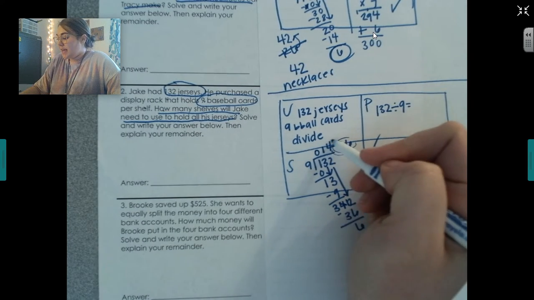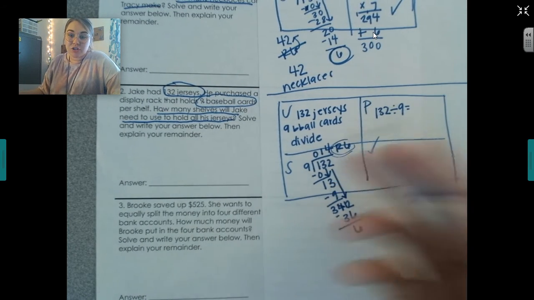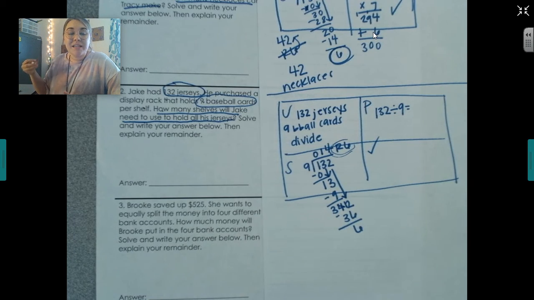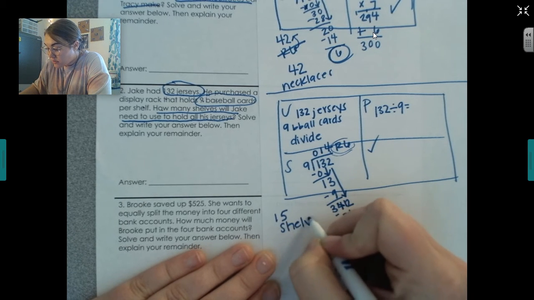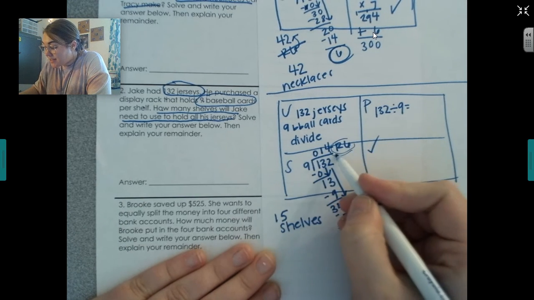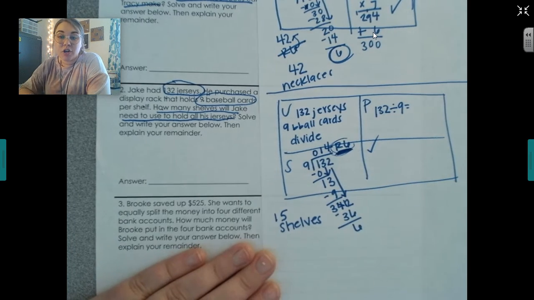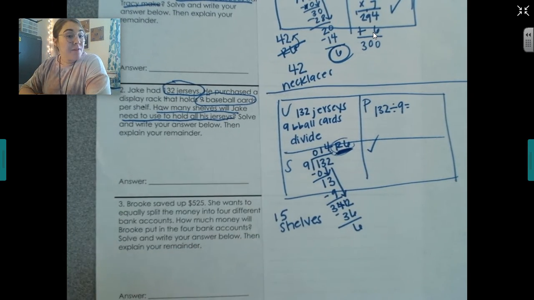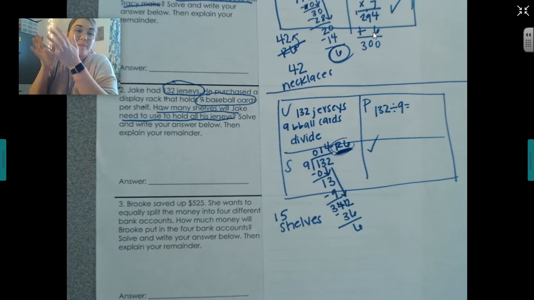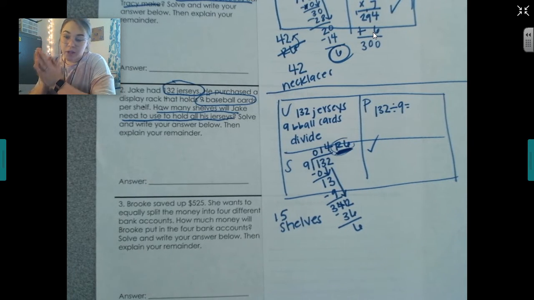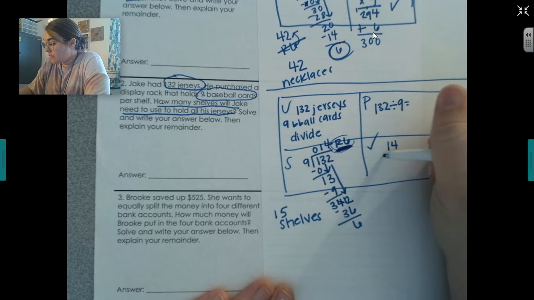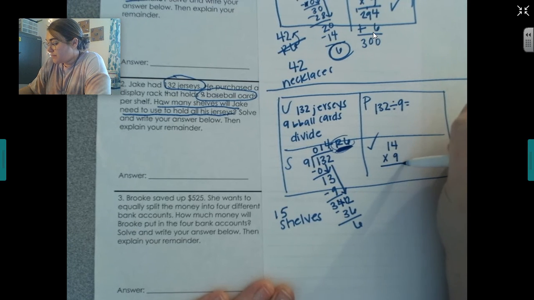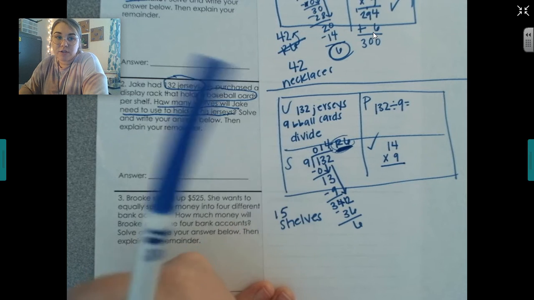And 14 can't just be my answer, because I'm going to need one more. So I actually need 15 shelves. Because these 6 jerseys have to have a place to go. If I don't buy one more shelf, then I'm not going to have enough. So now for your check, you take your quotient multiplied times your divisor. So pause the video and get your answer.